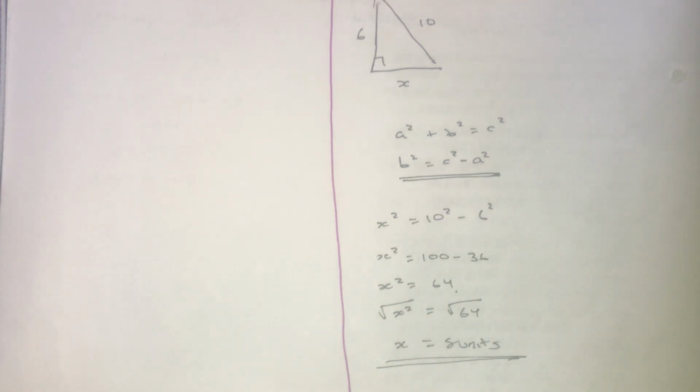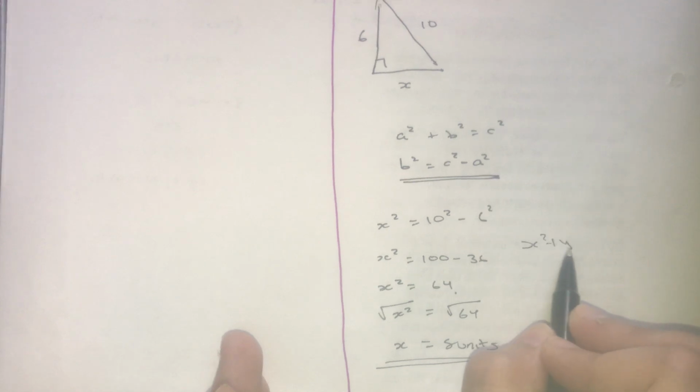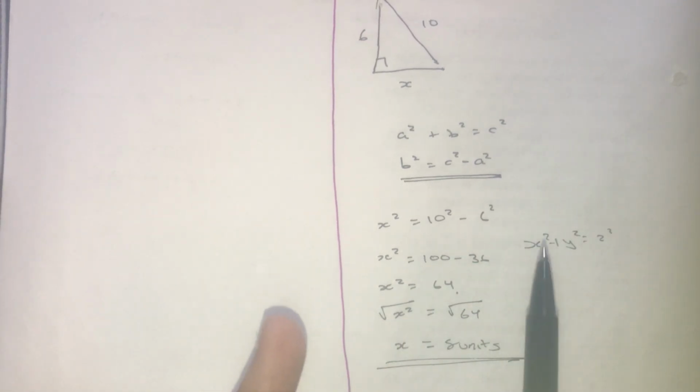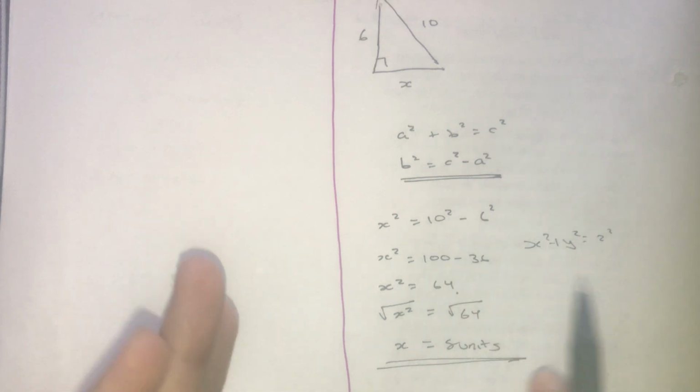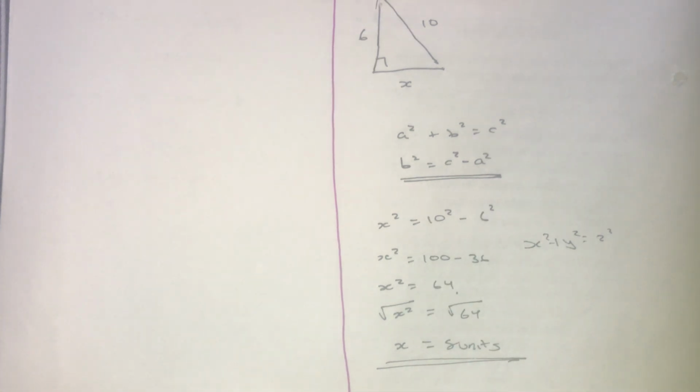Don't get confused. And sometimes in other sources you'll find the Pythagoras theorem as x squared plus y squared is equal to z squared. Don't get confused, it's still the same thing. It's just that you can easily compare and know that a is x, b is y, and c is z. So z will be the hypotenuse, but do not get confused. It's the same thing. Okay, don't get nervous.